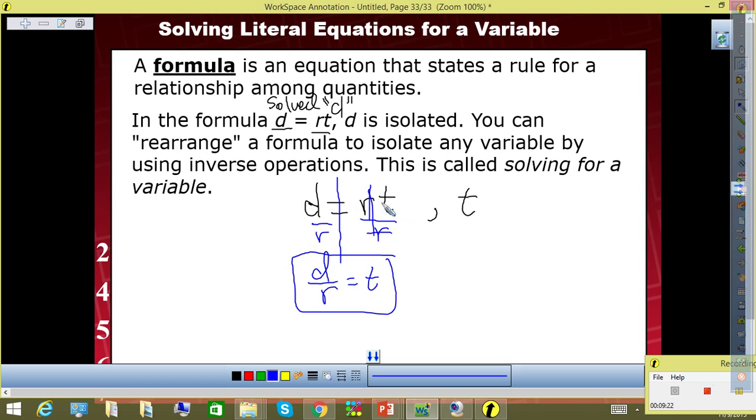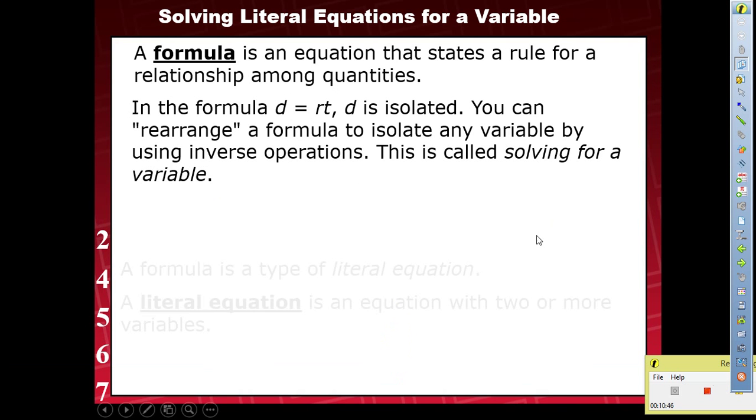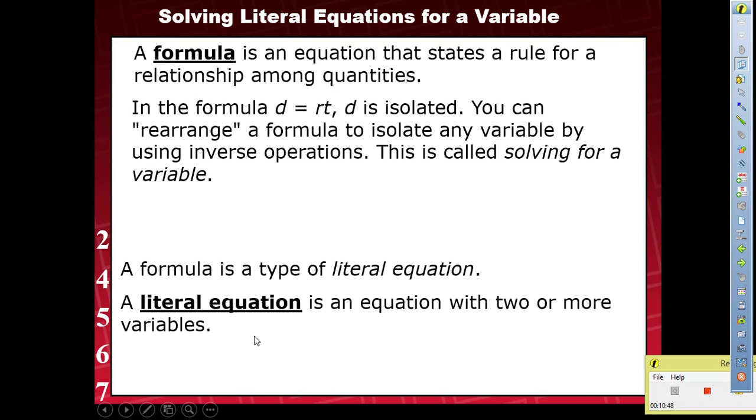Even though, notice, are there any numbers here? No. Now, this particular equation has a particular name. Who notices that this is not a two-variable equation? This one has more than two. This is called a literal equation. So, in order to distinguish two-variable equations from equations that have more than two variables, they called it a literal equation. Are we there so far?